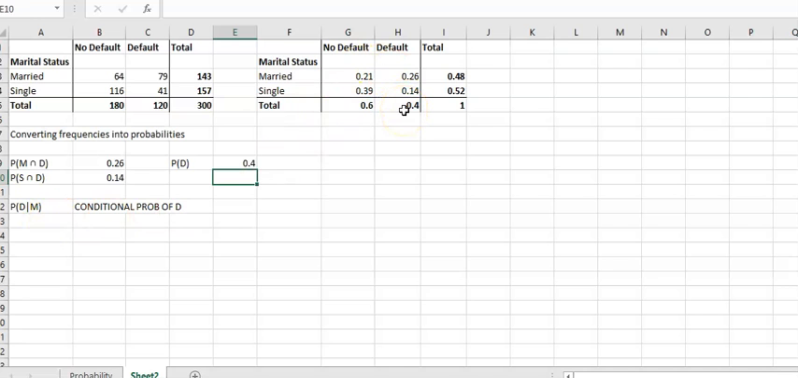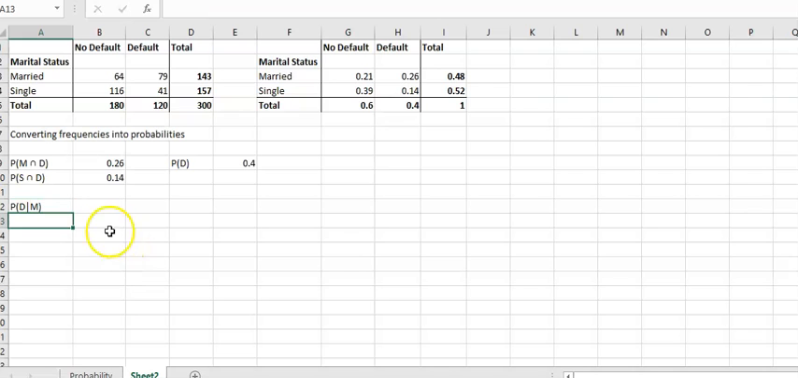Since the probability of default is 0.4, and we know that the probability of the intersection of events M and D is non-zero, which means that they do have common occurrences, we're interested in finding out if the information about marital status is going to change our probabilities of predicting whether or not the customer is going to default on the loan.